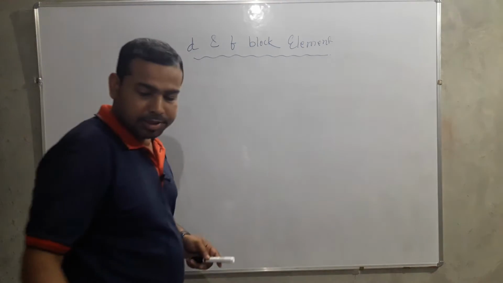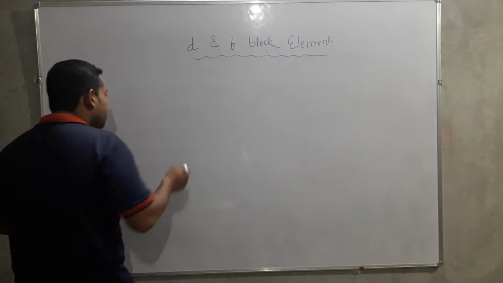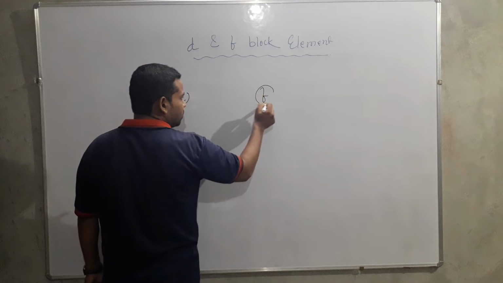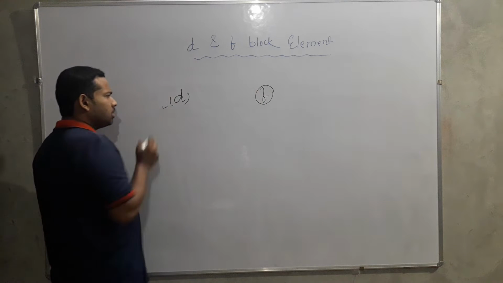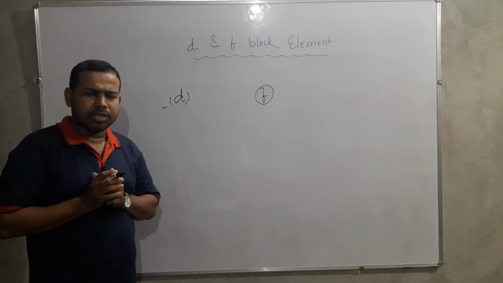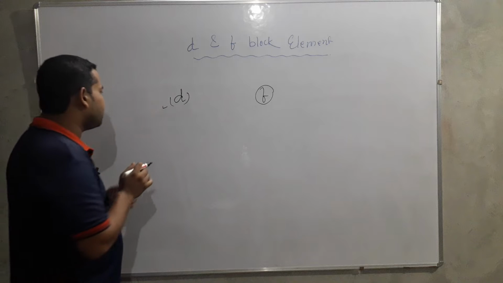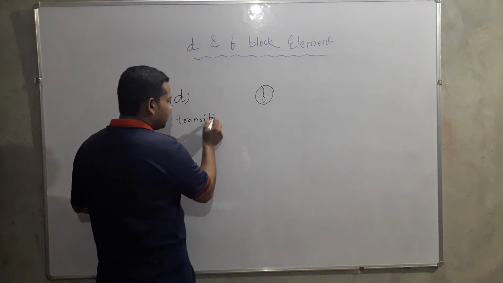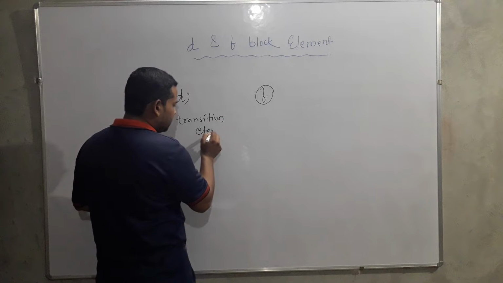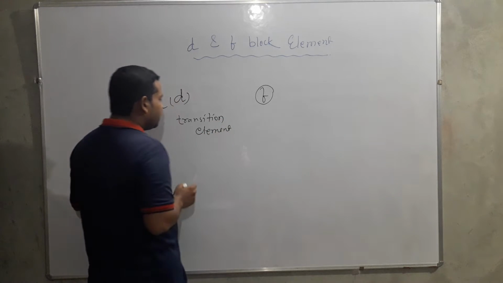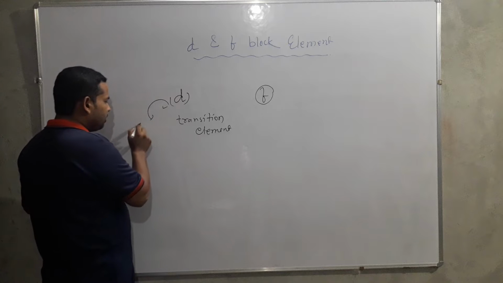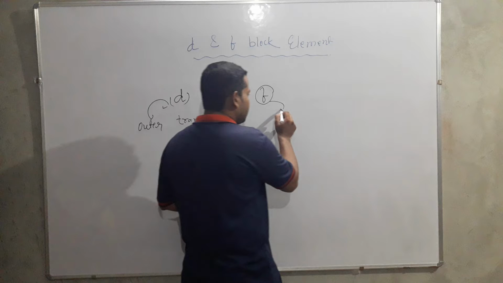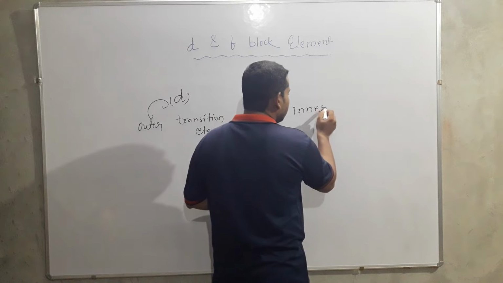The d and f block is the d block elements and the f block elements. D block elements and f block elements are known as transition elements. The d block is known as the outer transition element. The f block is known as the inner transition element.